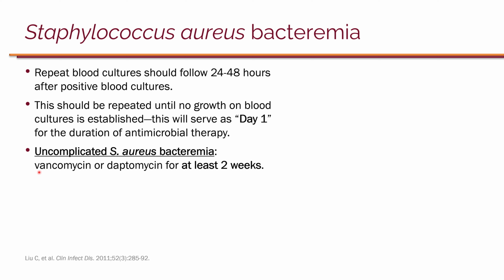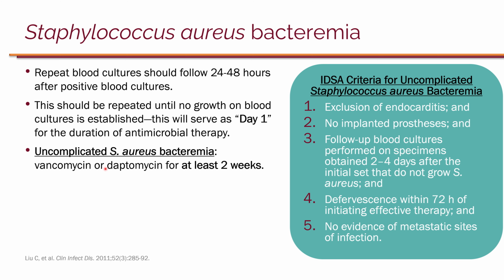For MSSA, we should be using beta-lactams active against MSSA. The reason these are listed here is because these recommendations are coming from IDSA guidelines for MRSA specifically, and for duration of treatment we extrapolate these recommendations to MSSA bacteremia as well. So for MSSA, just ignore these agents, but the important thing is the duration of treatment. So we want at least 2 weeks of treatment for uncomplicated Staph aureus bacteremia, whether it's MSSA or MRSA. And the way we define uncomplicated is that essentially we want to exclude these 5 things.